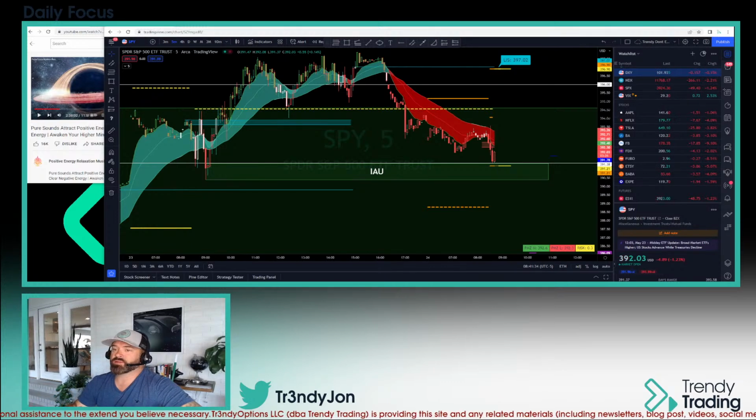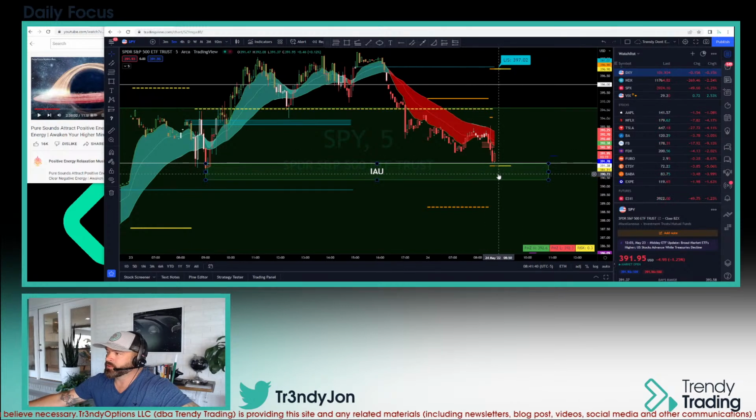But I will say this. Scalps can turn into big trades, right? You think it's going to be a scalp, and then this green box could be the buy of the day.